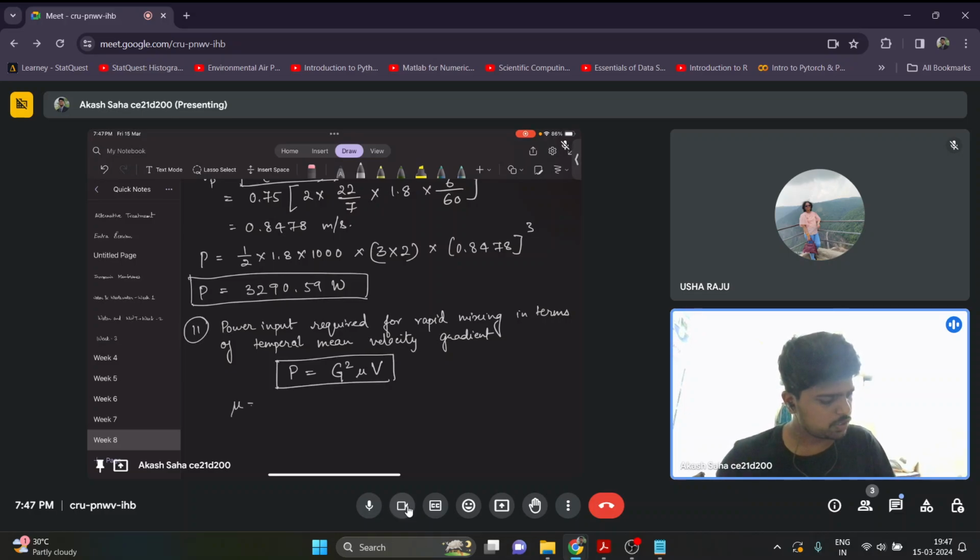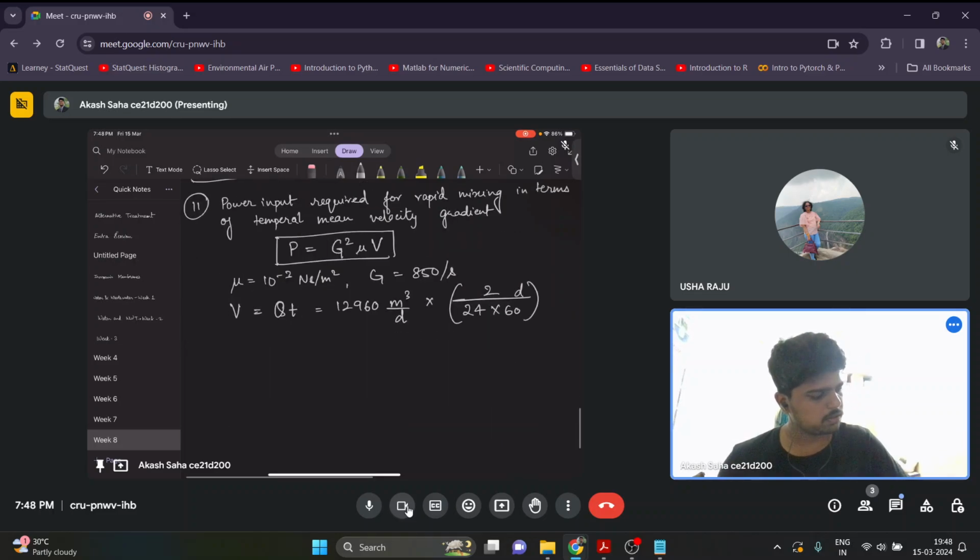So mu is 10 to the power minus 3 Newton second per meter square, and G is also given, 850 per second. Now we can write V as the discharge into the detention time, Q into T. So discharge is given as 12960 meter cube per day into 2 minutes. So 2 I will change into days, so 2 upon 24 into 60. So we'll get V as 18 meter cube. So my V is 18 meter cube.